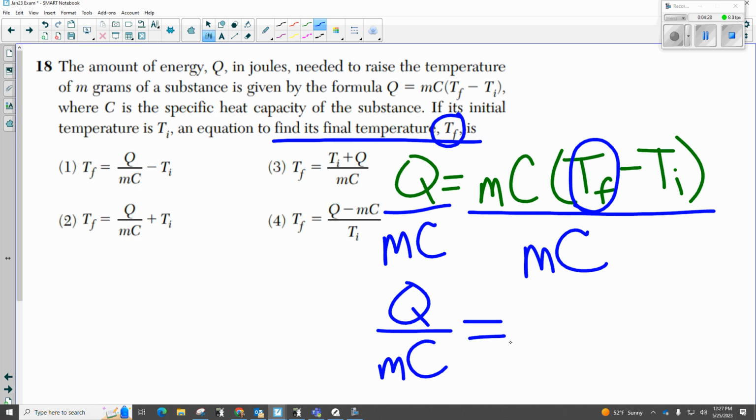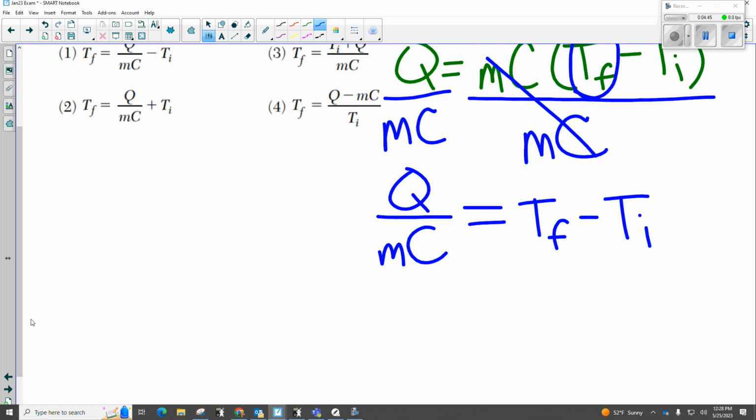We're just going to leave it as a division problem. All right, but we know that when we take something and divide it by itself, we just get 1. So we can cross that out, and we're going to bring down T sub F minus T sub I. Okay, and I'm going to scroll down a little to give myself a little more room here. Now, remember, our goal is to solve for T sub F. So if I'm trying to get this by itself, I have minus T sub I. The opposite of subtracting is adding. All right, so I'm going to add that to both sides.